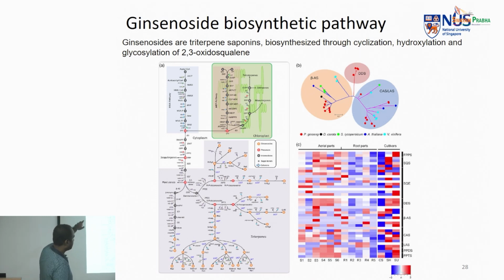And the heat map that you see there is the expression levels of multiple genes. The top is FPPS, squalene synthase, squalene epoxidase, and so on. And then the levels actually vary between the shoot parts and the root parts. That is one comparison we made. The other comparison is the different cultivars. Within ginseng, there are multiple types and subtypes, and they also had different variation in their expression levels. Some of them had a high amount of expression, whereas some others do not have that level of expression.